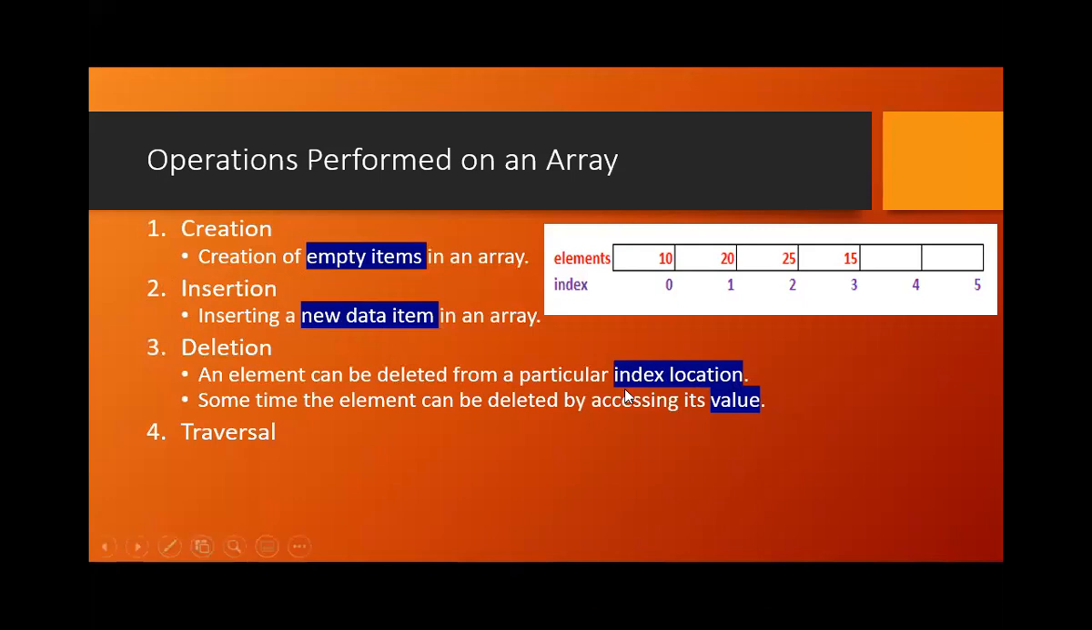The default is, whenever I say deletion, it means deleting at an index location, because that is the most precise operation we can perform. That is the default. Suppose you want to delete a particular element, then I need to specify which element I want to delete. That is an additional task. Okay. The fourth operation is traversal.